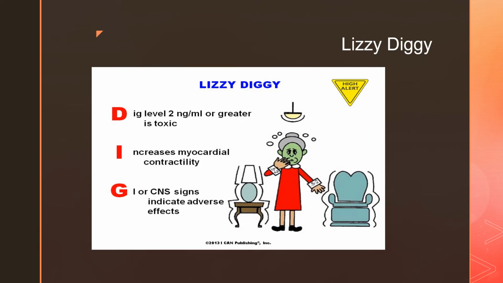So when you look at Lizzie Digi, one thing you're going to notice when you look at the picture are these little circles around her head, and those are called halos. You see her face is green. That's pretty important too. You've got her lab values on her bracelets, and if you look at her lamp and her chair, they look wiggly and blurry. So hopefully this will help you remember some manifestations of digoxin toxicity.